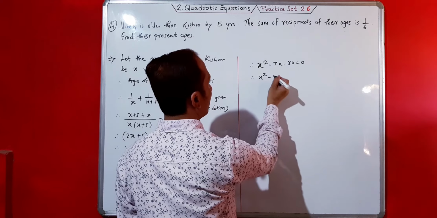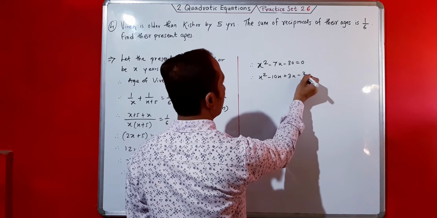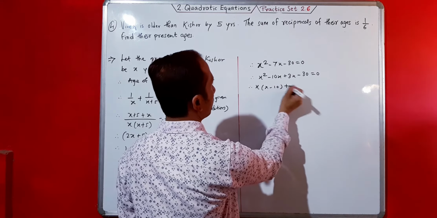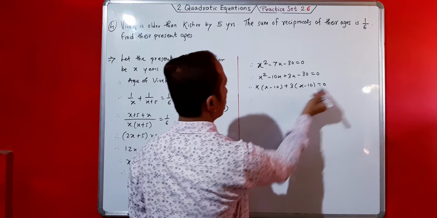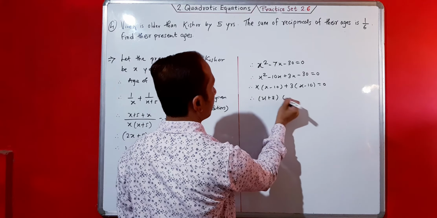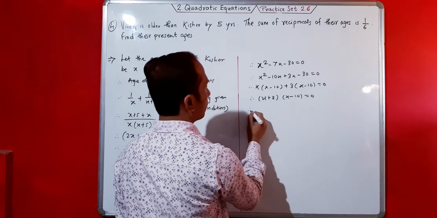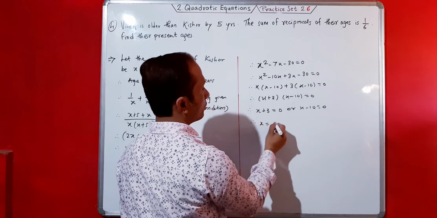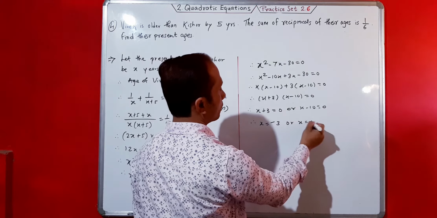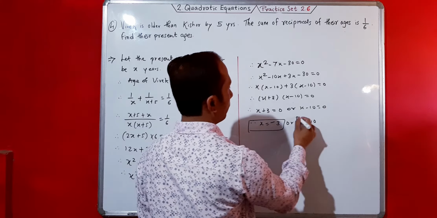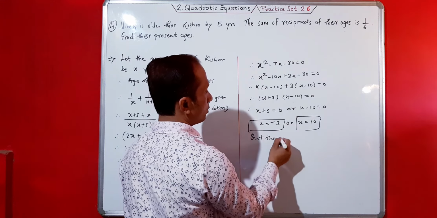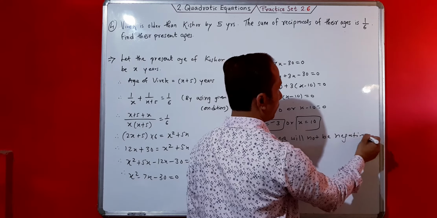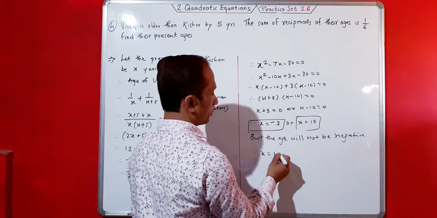Therefore x squared minus 10x plus 3x minus 30 is equal to 0. So take x minus 10 common, 3 times x minus 10 is equal to 0. Therefore x plus 3, x minus 10 is equal to 0. Therefore x plus 3 is equal to 0, or x minus 10 is equal to 0. Therefore x is equal to minus 3, or x is equal to 10. But the age will not be negative. Therefore x is equal to 10.